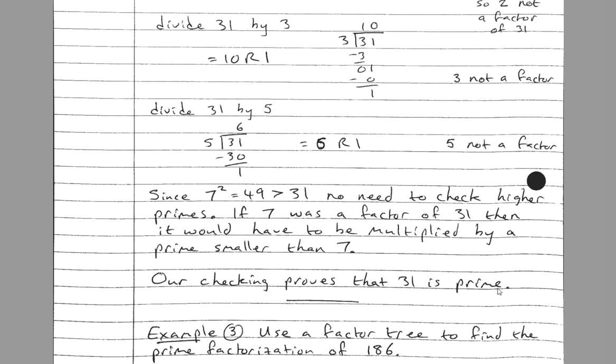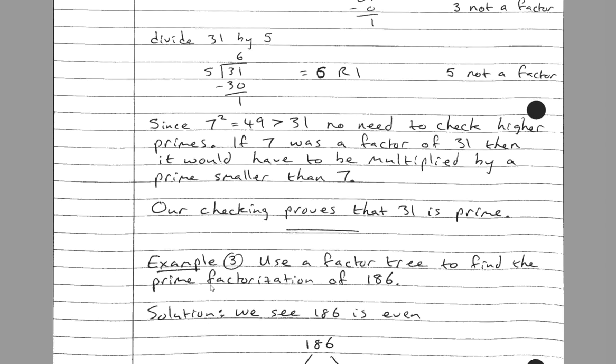Okay, so 31 is prime. It's a useful fact. Example 3: use a factor tree to find the prime factorization of this number, 186. That's a kind of a big number. Let's see what we can do.